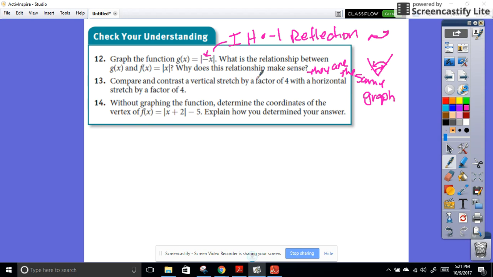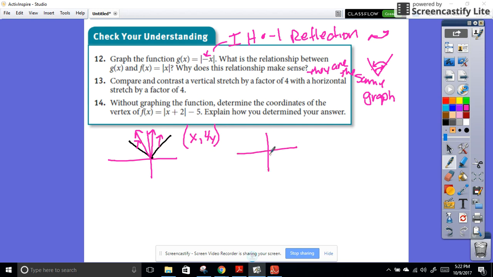Compare and contrast the vertical stretch by a factor of 4 and a horizontal stretch by a factor of 4. A vertical stretch by a factor of 4 makes each one of the y values 4 times bigger. So if my parent function looks like this, then the new function, the one that's stretched by a factor of 4, is 4 times taller. It got pulled up.